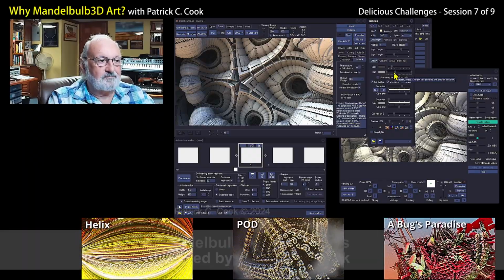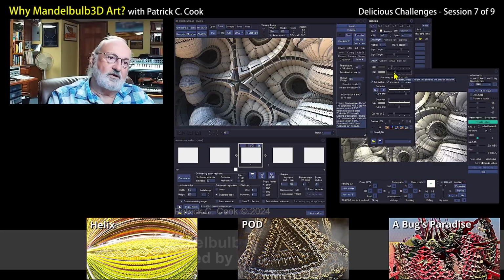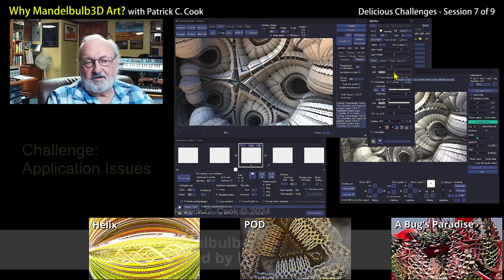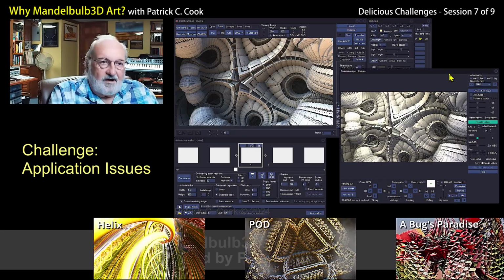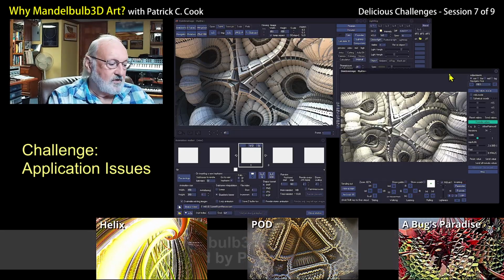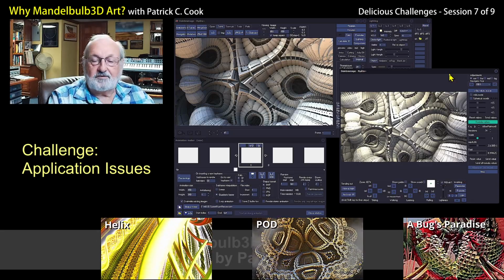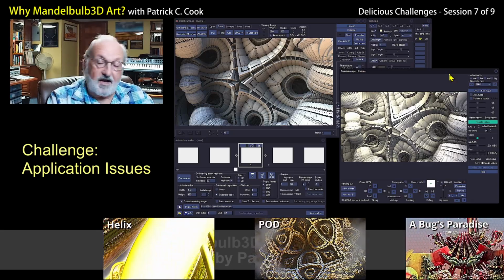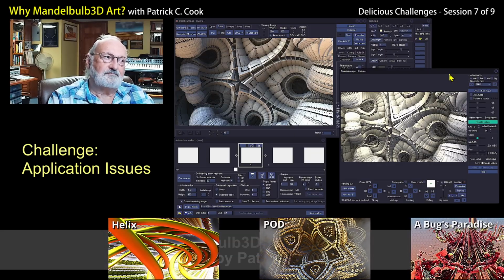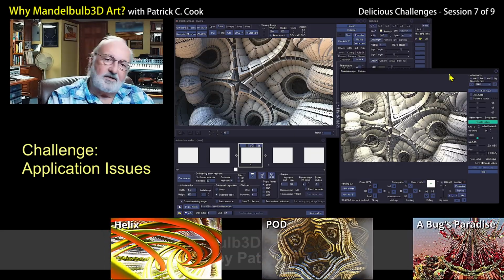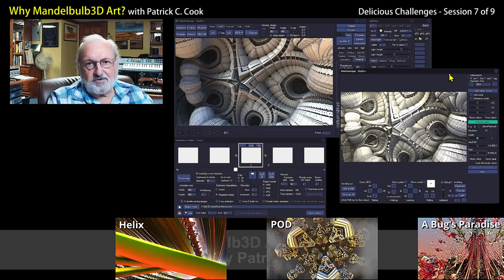Now, there's also difficult areas too. The application's a little buggy. It crashes. It locks up from time to time. Just the way it is. I don't expect that we're going to get the Mandelbulb 3D application as we know it improved, I don't think we're going to see a whole lot of improvement in it. Look, its documentation is sparse.